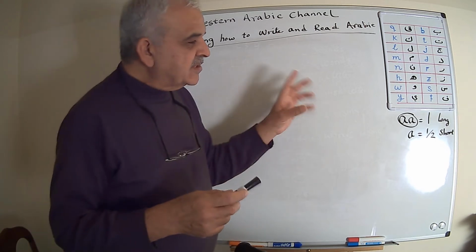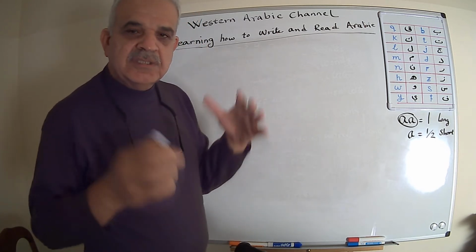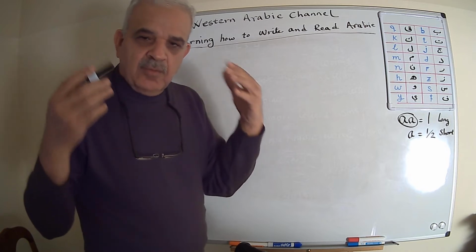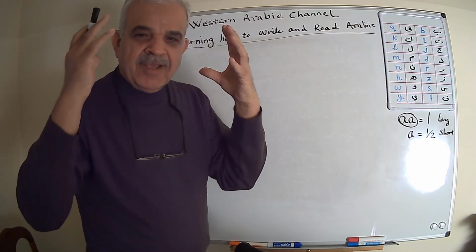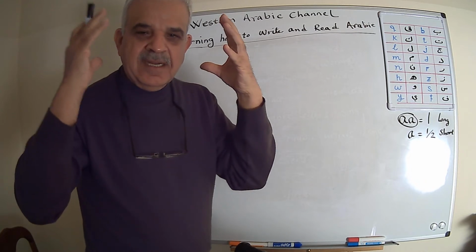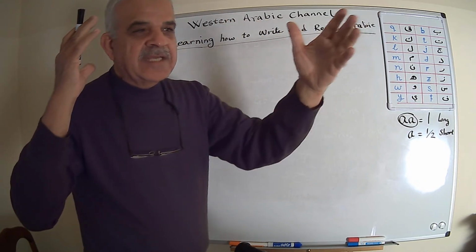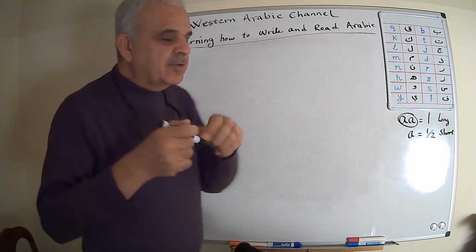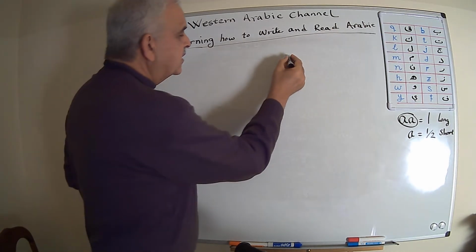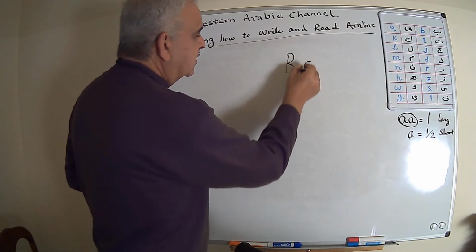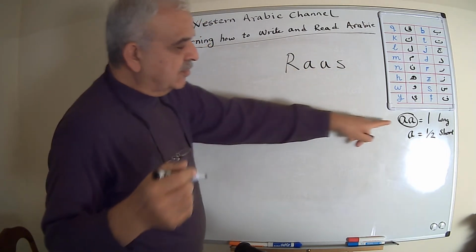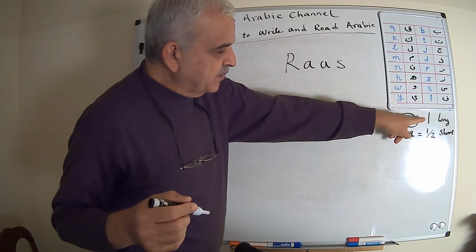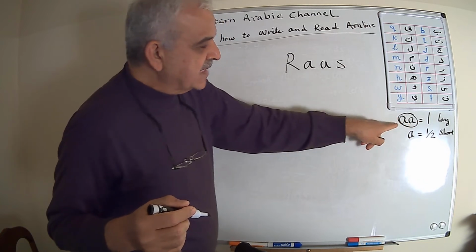So the first word which I will use, we all know it, is ras. Ras means head. My head is rasi in Arabic, and your head is rasak. So let's take the word ras. Ras, as it has a long sound, so it's the Alif sound, so it's A.